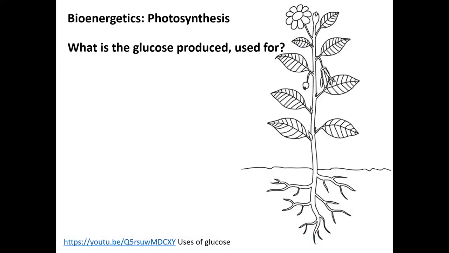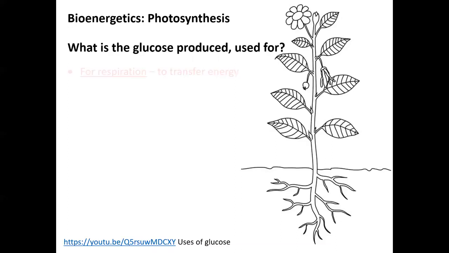So from watching the video, you should now know the 5 main uses of glucose that is produced by the plant via photosynthesis. Now let's go through those quickly just to make sure you've jotted them down. If you haven't jotted them down, can you jot them down either in your exercise books or on the resource that you printed out from Show My Homework.